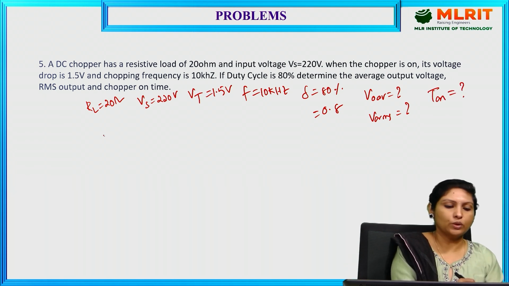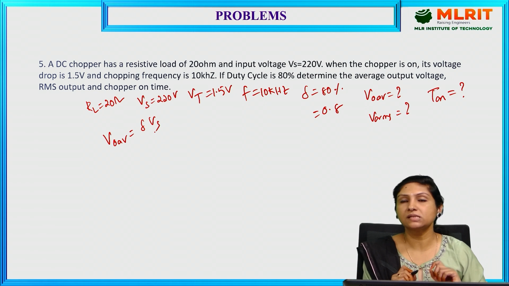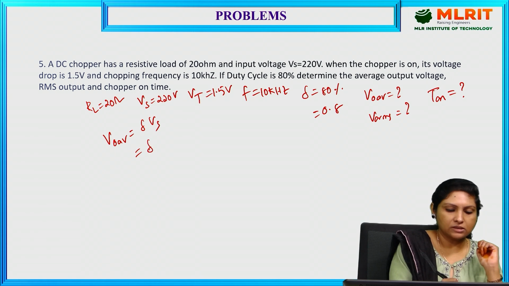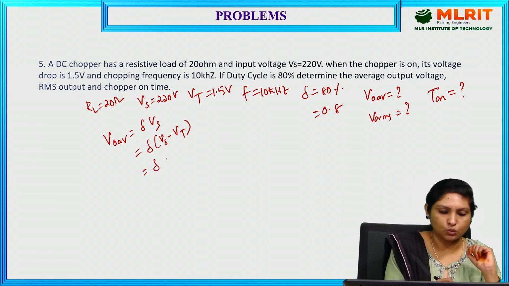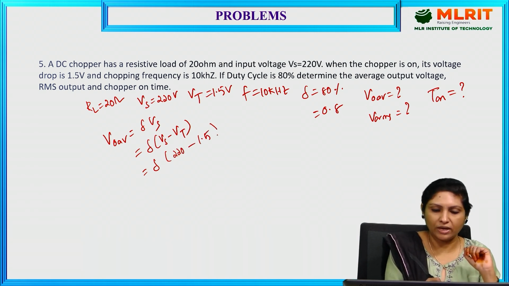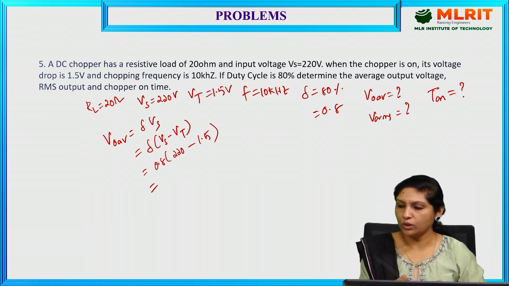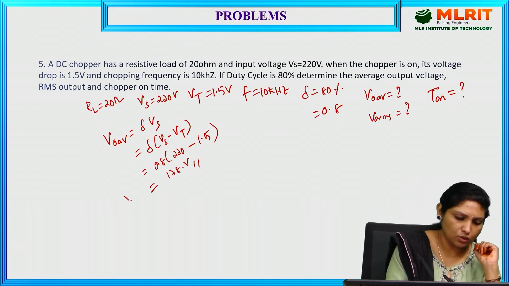So here V naught average is equal to, usually we have delta Vs, but since here he has given the drop to be considered, we need to write this formula as delta into Vs minus the drop across the chopper switch. So here delta into Vs is 220 minus Vt is 1.5, whereas the duty cycle is given as 0.8. In that case, we get V naught average as 174.8 volts.